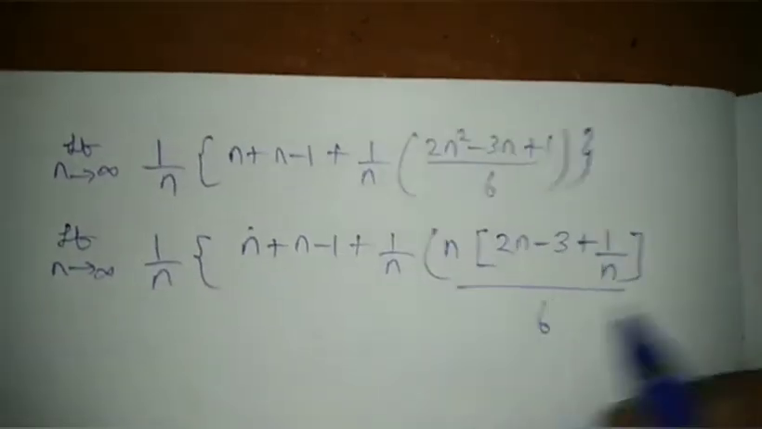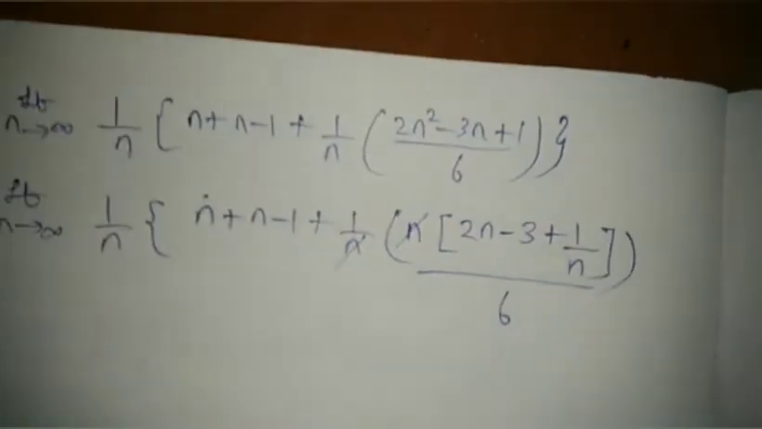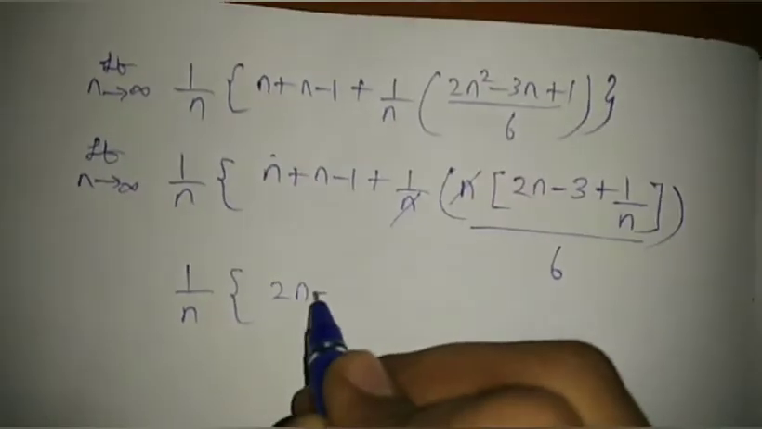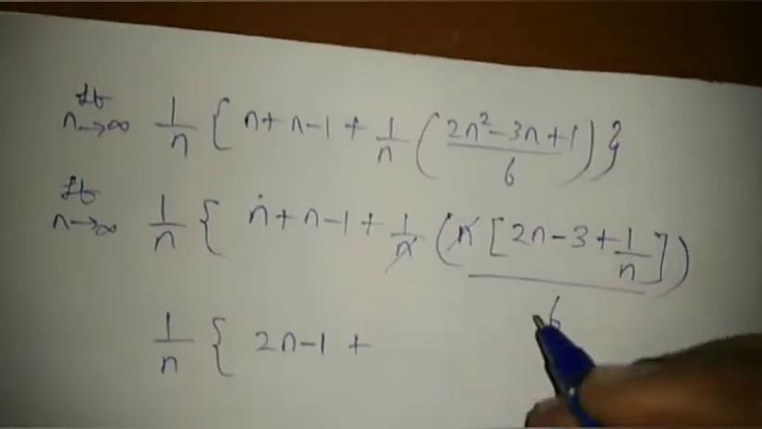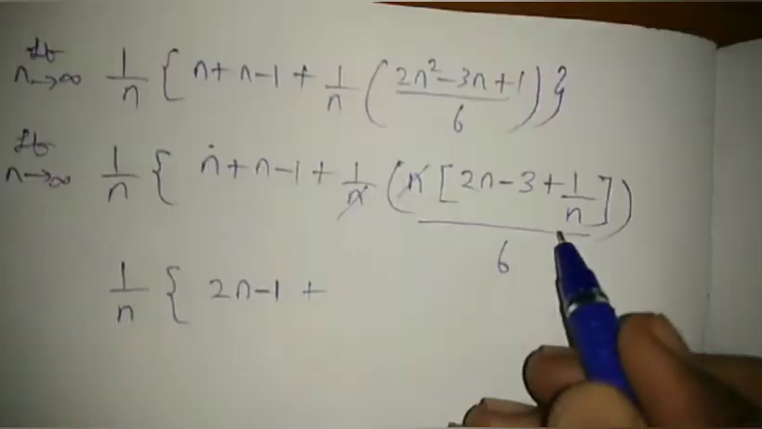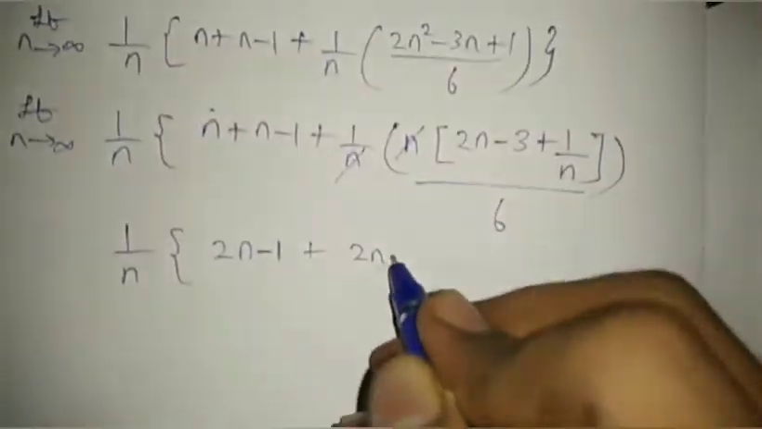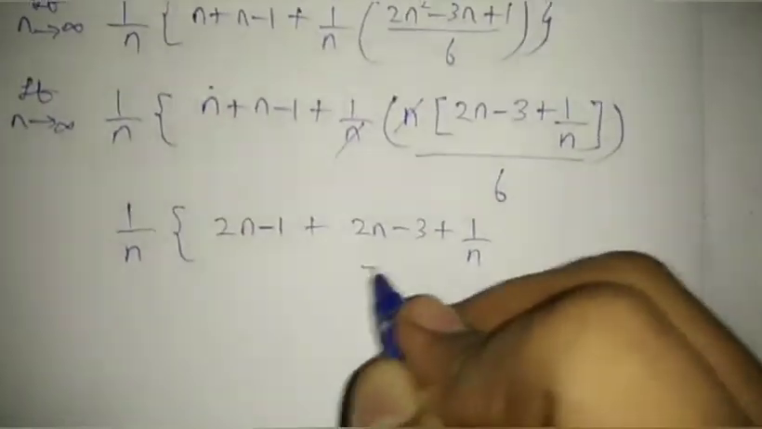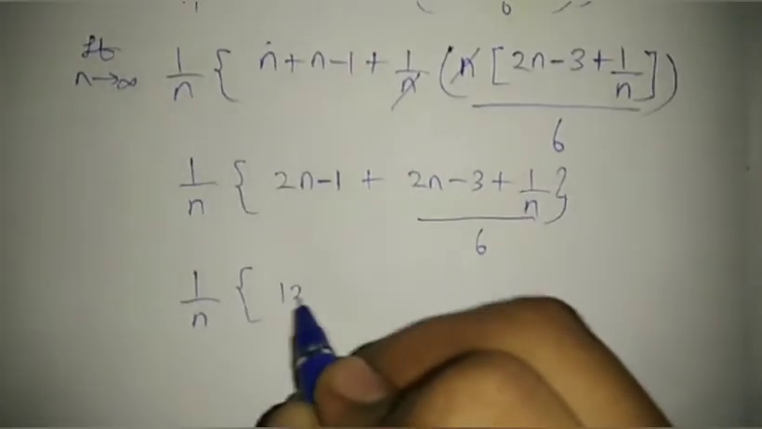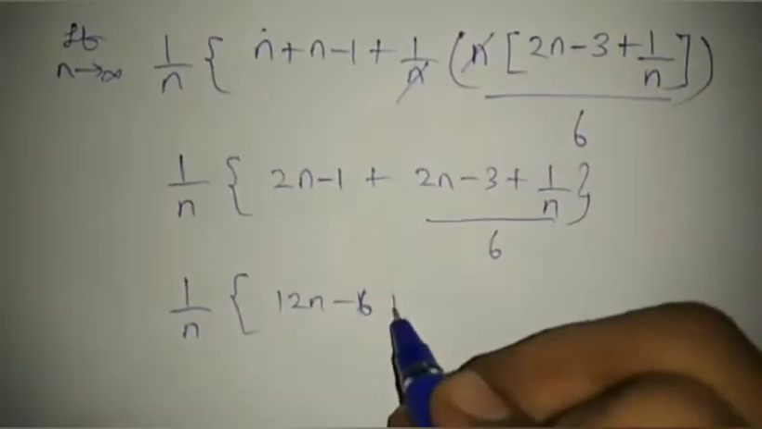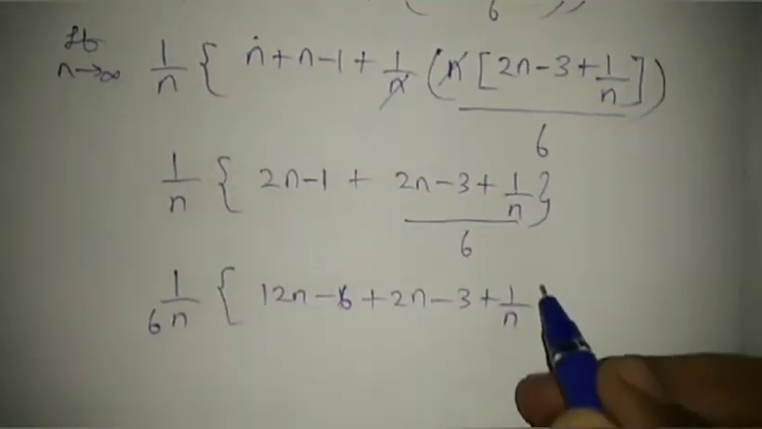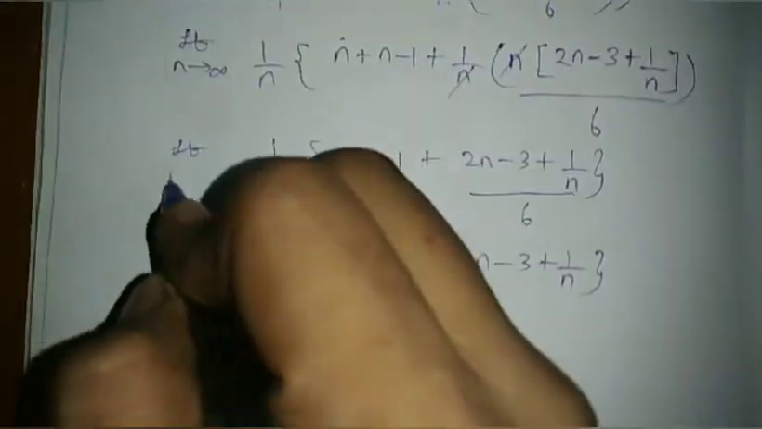6 is there already, and this and this will be cancelled, correct? Now if you see here, 2n minus 3 plus 1 by n by 6, take LCM here actually, it will be 12n minus 1 minus 6 plus 2n minus 3 plus 1 by n. 6 will come here, okay? Everywhere limit n tends to infinity is there.